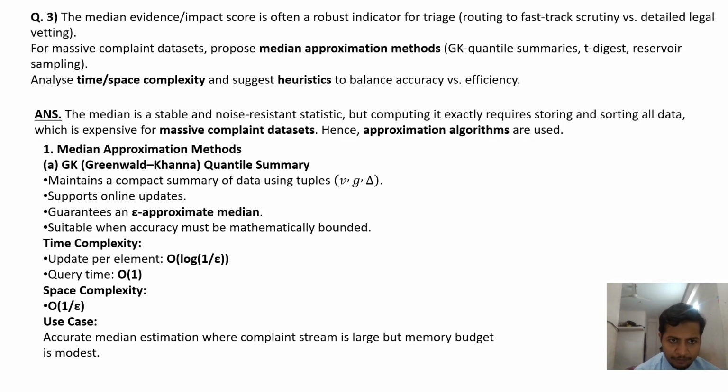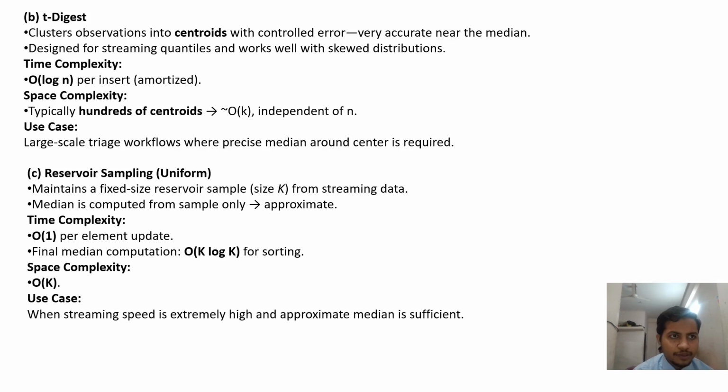Median approximation methods. The GK (Greenwald-Khanna) quantile summary maintains a compact summary of data using tuples, supports online updates, and guarantees an epsilon-approximate median, suitable when accuracy must be mathematically bounded. Time complexity: update per element is O(log(1/e)), query time is O(1), space complexity is O(1/e). Use case: accurate median estimation where the complaint stream is large but the memory budget is modest.